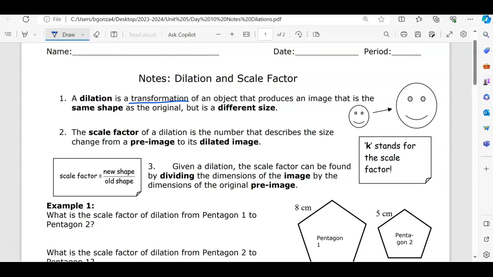So what does it do? It makes it the same shape, but a different size. You remember when we went over this last week before? The word is similarity. They're similar if they're the same shape, different size.